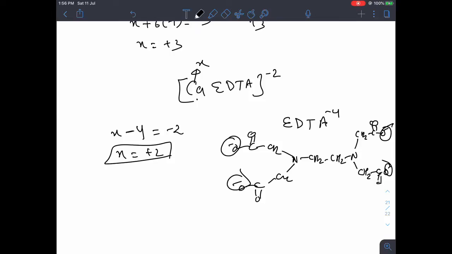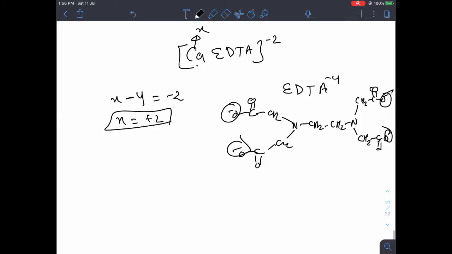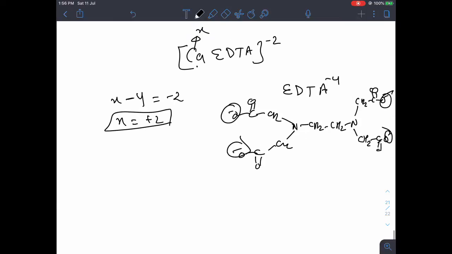Anyway, alkali metals and alkaline earth metals have fixed oxidation states. For alkali metals it is +1, from lithium to cesium, whereas from beryllium to calcium it is +2.